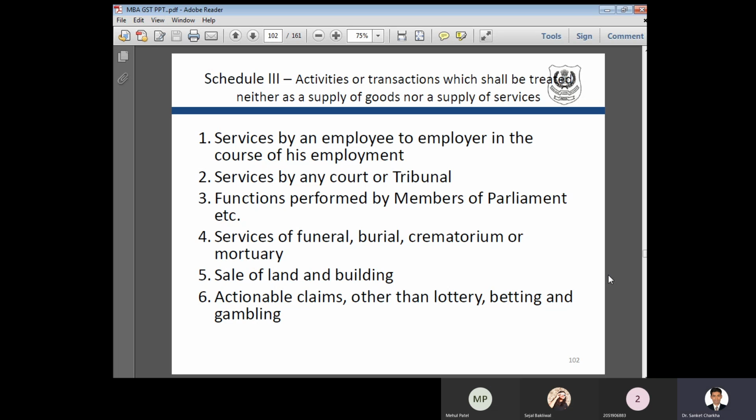Okay, so point number 5, sale of land and building, because it is an immovable property and GST is not applicable for immovable property, and hence land and building is out of the purview of either goods or services.